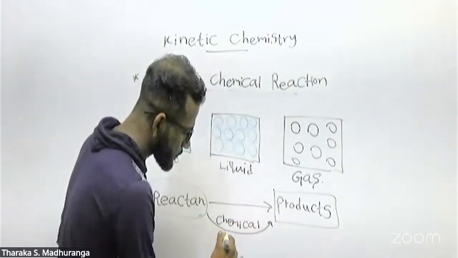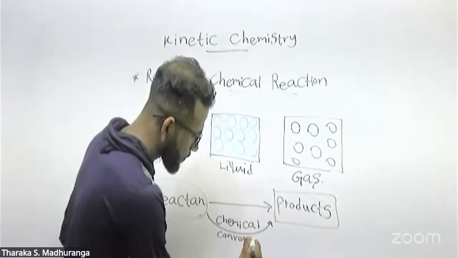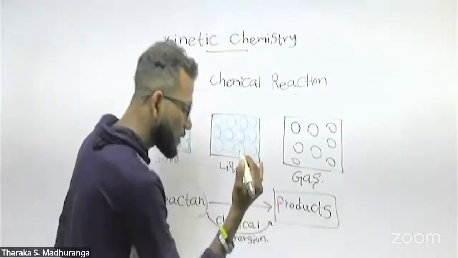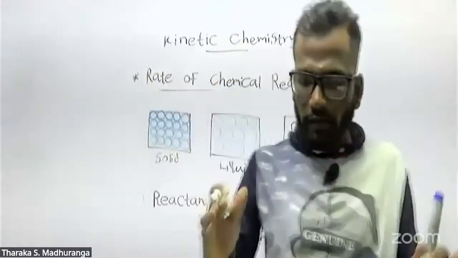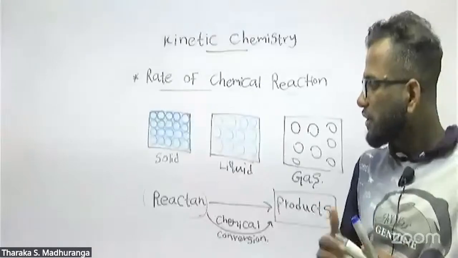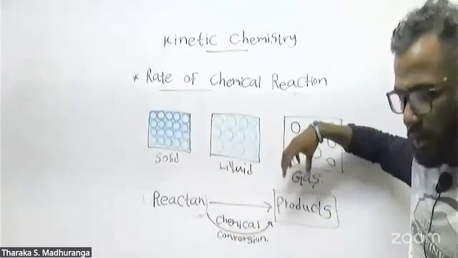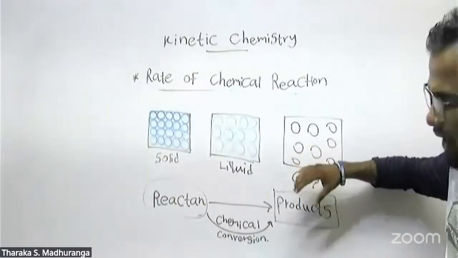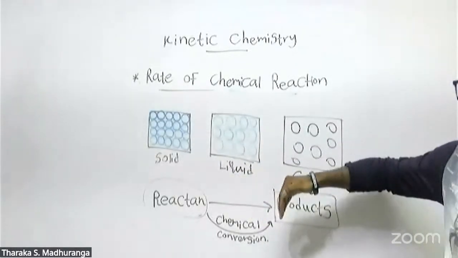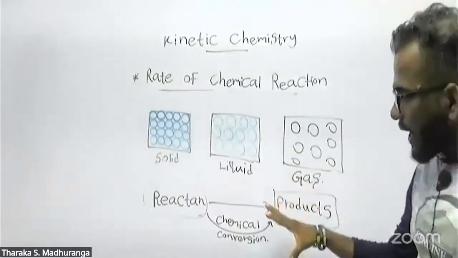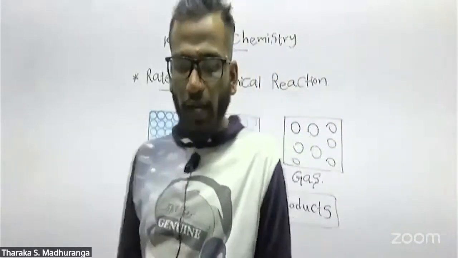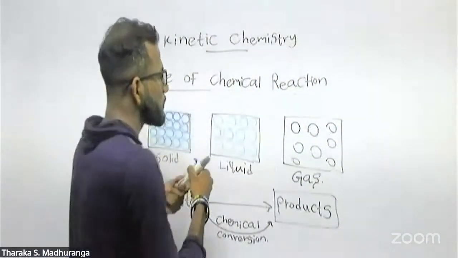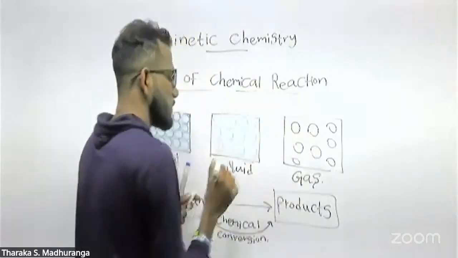Chemical conversion. That's the meaning of chemical reaction. Some substances convert into products, another different form of substance, by a chemical conversion. That's the meaning of reaction. Okay, chemical reaction, not just reaction, chemical reaction. That's the meaning of chemical reaction.